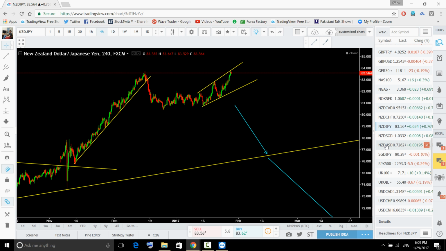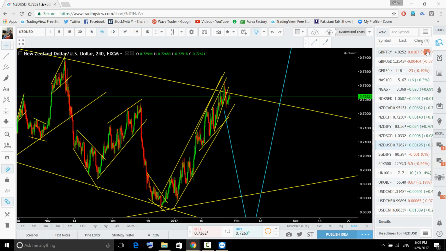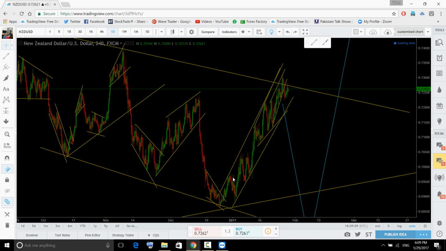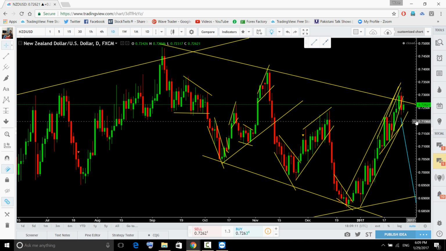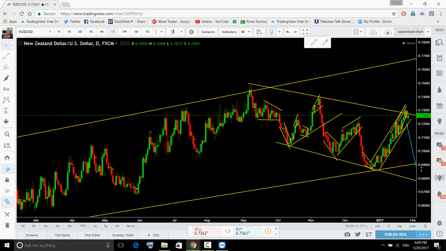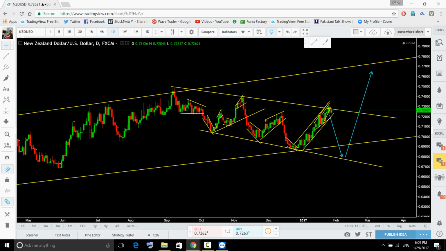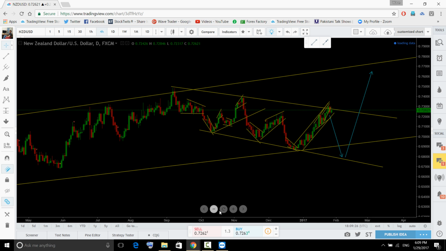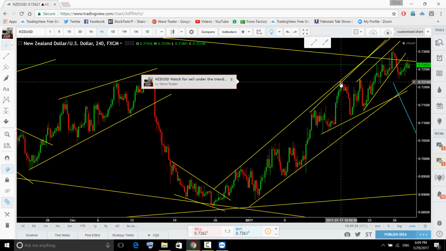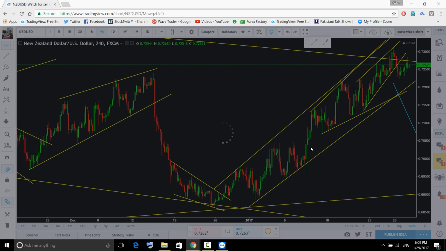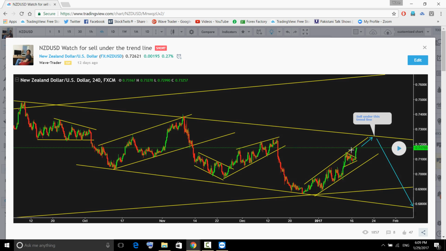Okay, so New Zealand and Australian USD, we are looking for a short for this move. You can see that this is a corrective uptrend, and we are looking for this move. If you remember, in the last meeting we spoke about this pair in detail.